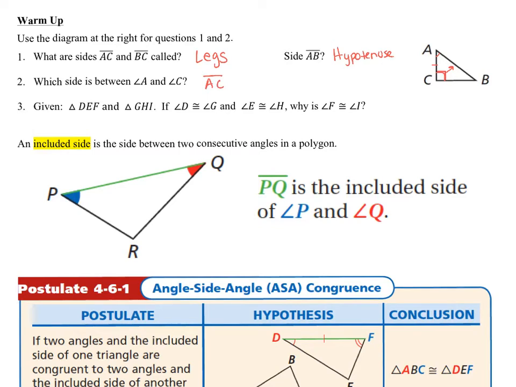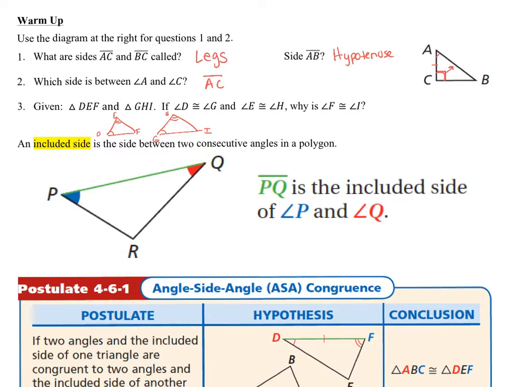Now, this has nothing to do with the image. Given triangle DEF and triangle GHI. Let's draw it out. DEF and GHI. We're saying that angle D is congruent to angle G despite my drawing, and angle E is congruent to angle H. Why is F congruent to I then?